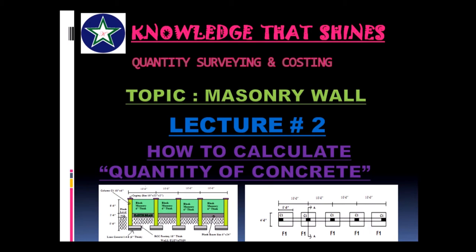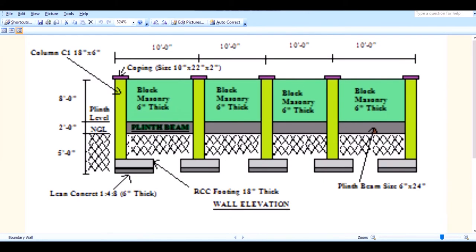In previous lecture number 1, we learned how to find out the quantity of excavation from a masonry wall. Now we further learn how to calculate the concrete quantity from the masonry wall. So let's start. On screen you can see the diagram of block masonry wall. These are all structural components except blocks.